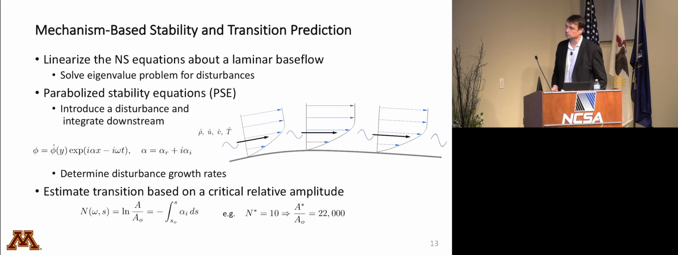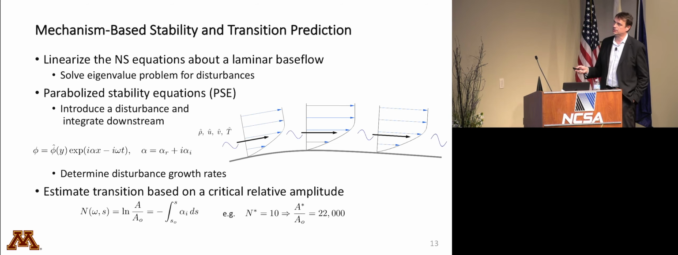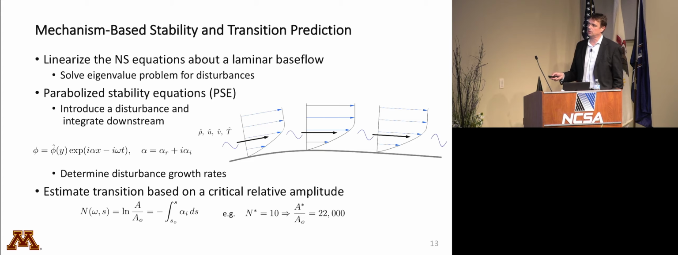So now we do mechanism-based stability and transition prediction, and that's actually quite easy to understand. There are details that are challenging, but conceptually it's very easy. You simply linearize the Navier-Stokes equations about some laminar base flow. So you do a very high quality simulation of a base state, your flow field of interest, and then you solve some kind of eigenvalue problem for the disturbances. In particular, the best way to do this is with parabolized stability equations.